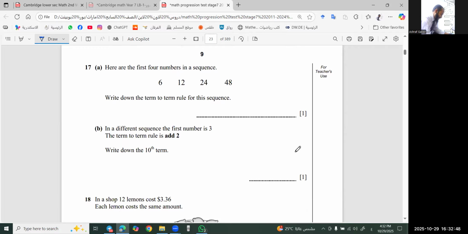From these exercises, here are the first 4 numbers in a sequence: 6, 12, 24, 48. Write down the term to term rule for this sequence. But first note in this sequence.